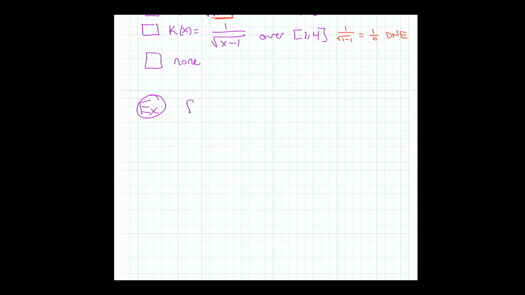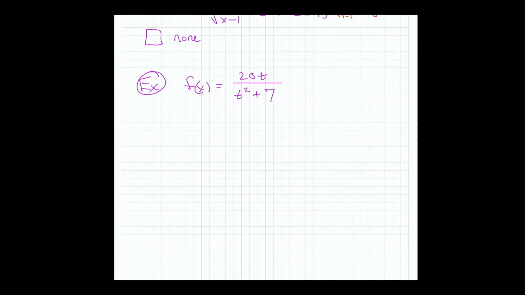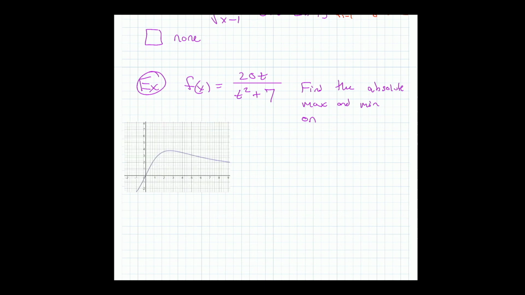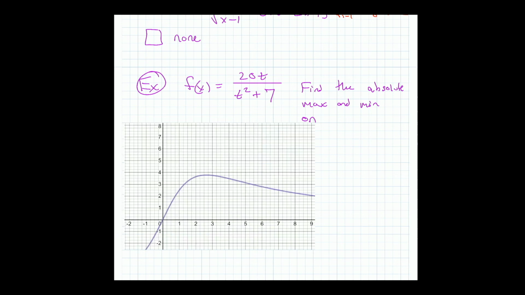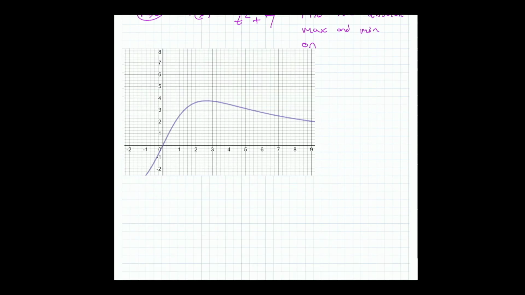But let's say I give you this: f of x equals 20t over t squared plus 7. And I want to know, find the absolute maximum and minimum on, and I don't know what interval it is, so hold on, let me just pick an interval. I need the graph. Okay, so far so good. Can I make that bigger so we can look at it? Okay, let's just say 0 to 9. I see 0 and I see 9, so let's do 0 to 9.